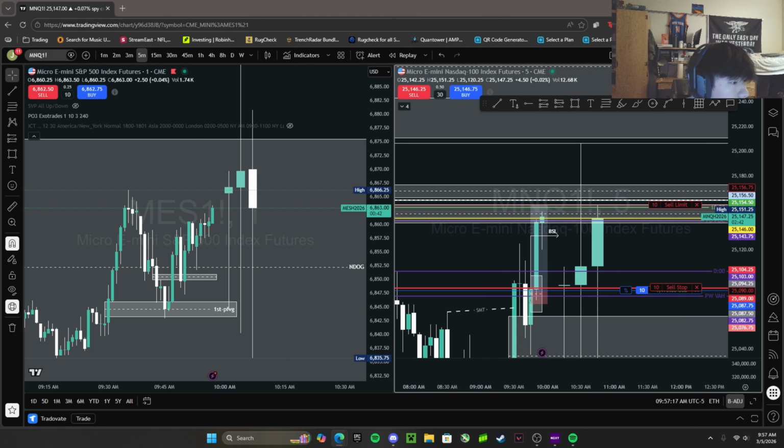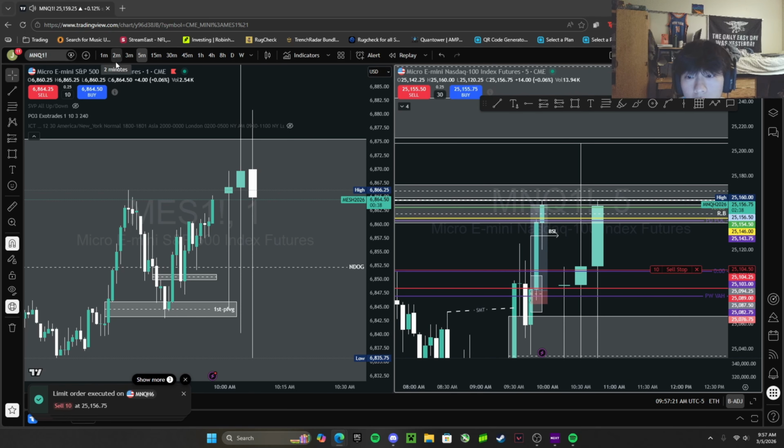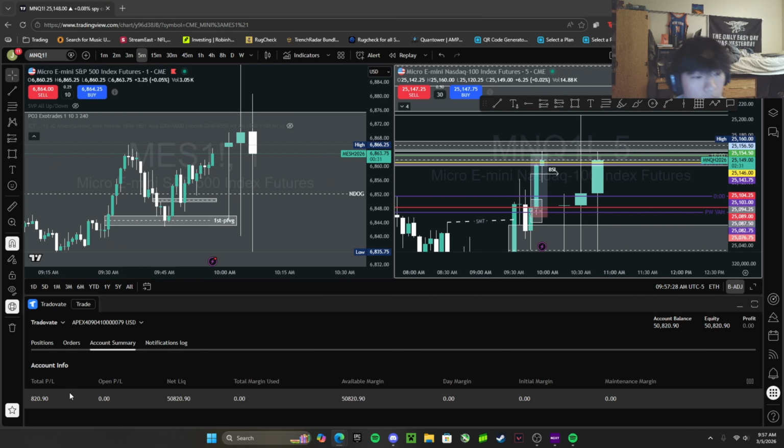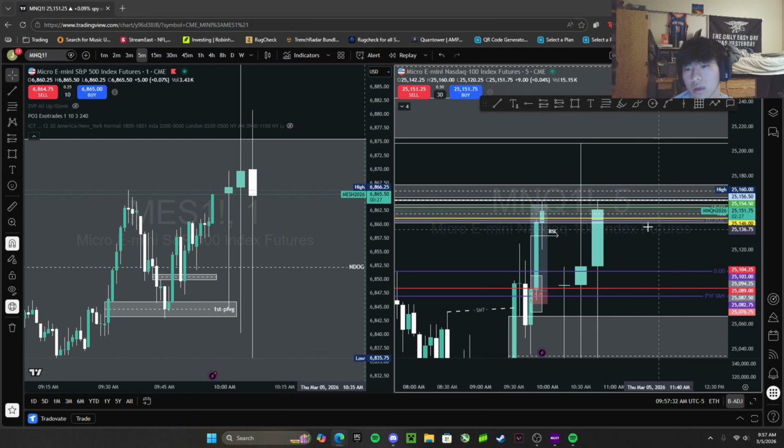There we go. I'm about to move my stop up to this wick right here. And wow, full TP hit just like that. And you can see we are now up 820 on the day.